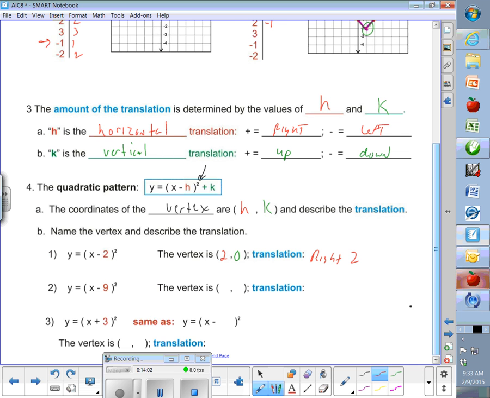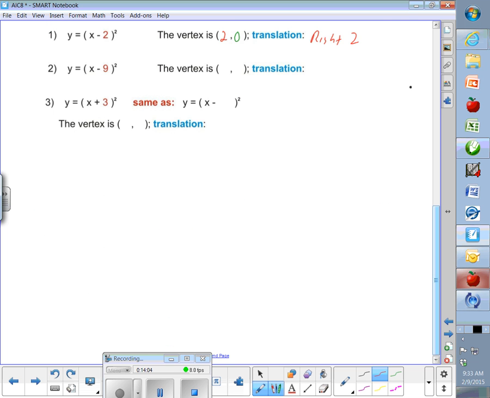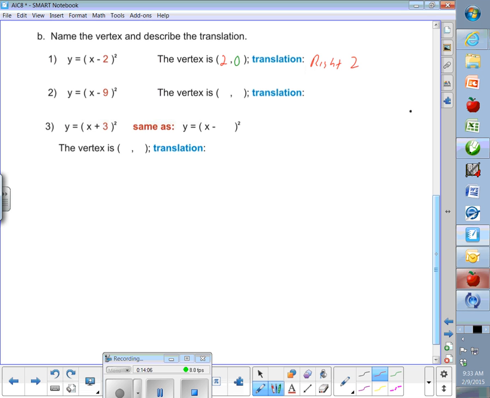I'm going to get rid of my screen here so I can put this higher. So let's move 2 to the right. All right, so look at number 2. What's the H value of 2? Say it if you know it. What's the H value of number 2? 9. What's the K value? 0.